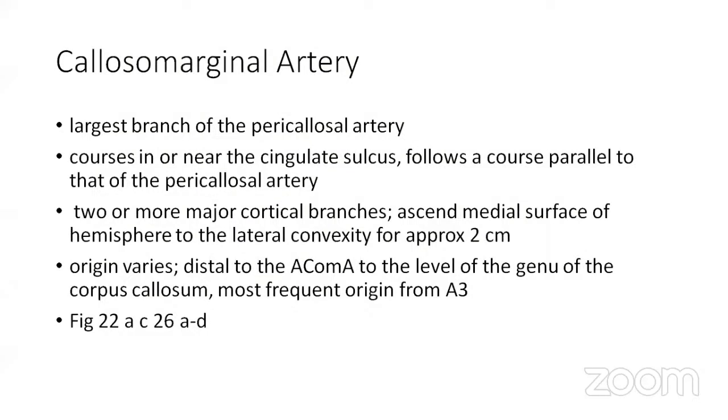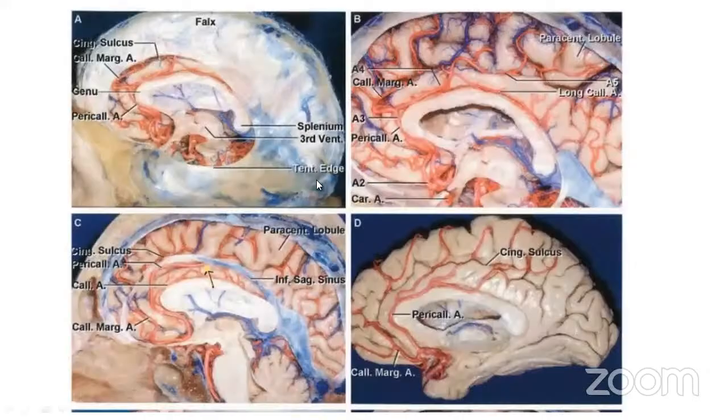The callosomarginal artery is the largest branch of the pericallosal artery. It courses in or near the cingulate sulcus and follows a course parallel to that of the pericallosal artery. Two or more major cortical branches ascend to the medial surface of the hemisphere or to the lateral convexity by approximately 2 centimeters. Its origin varies: distal to the ACOM, at the level of the genu, or, most frequently, from the A3.